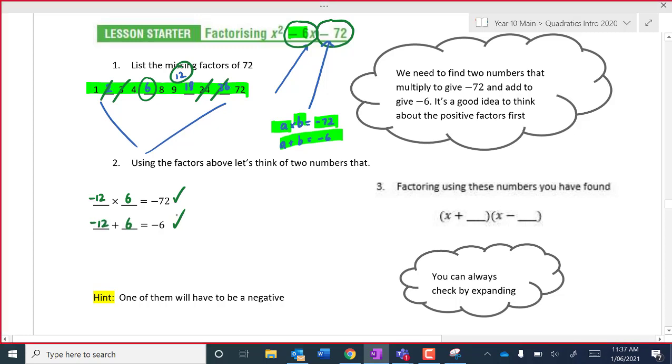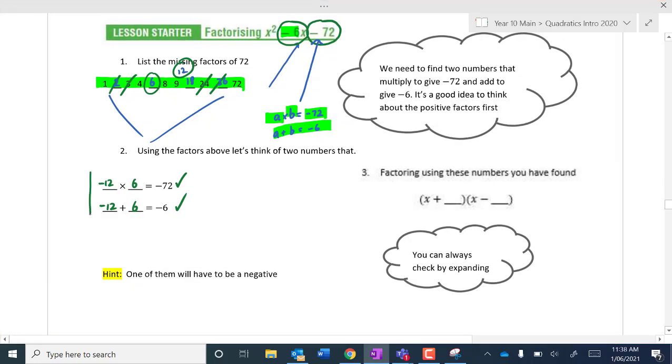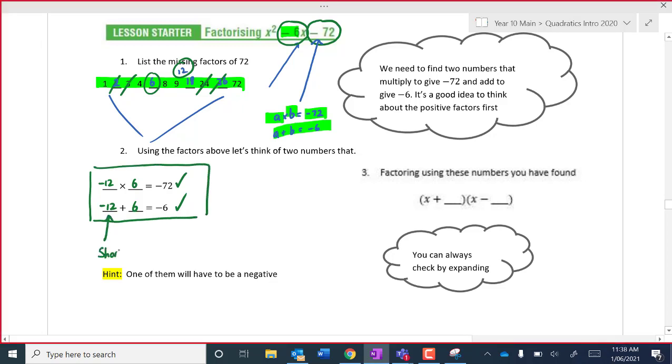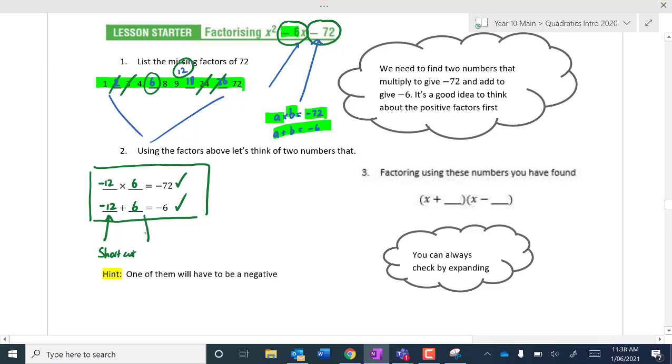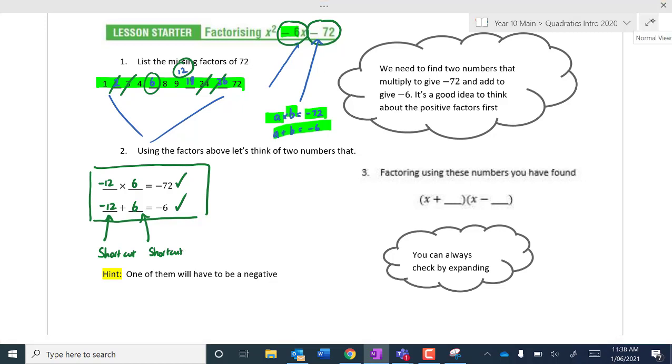Now, if it satisfies them both, this is what's actually happening in the background. There's a bit of a shortcut I want you to notice. I want you to notice these numbers here. We can use them as a shortcut, and we've virtually factorized by finding these two numbers. But let me show you the long way, basically.